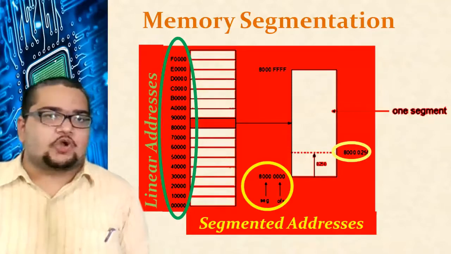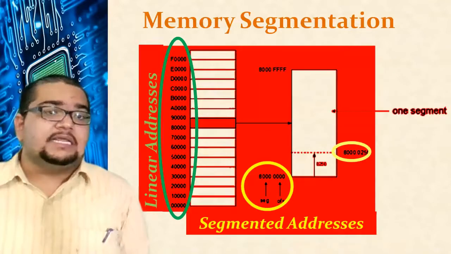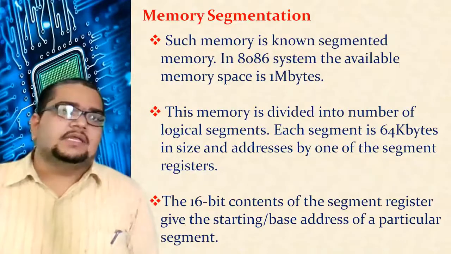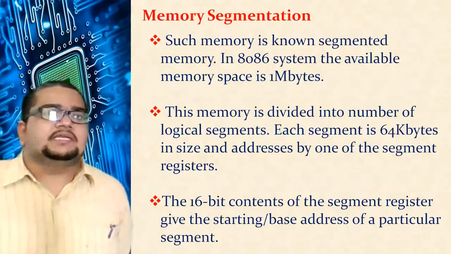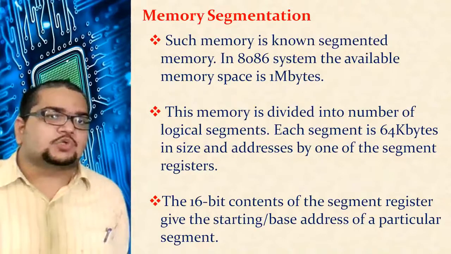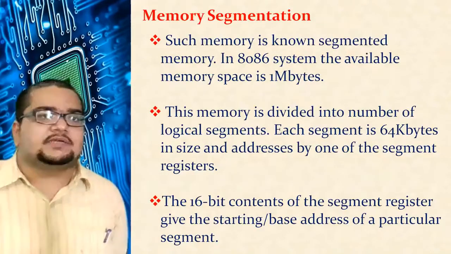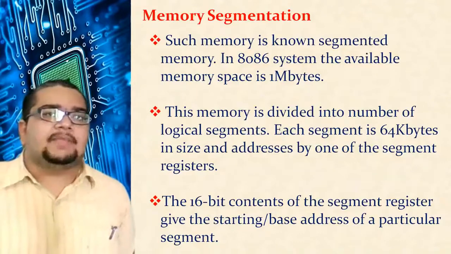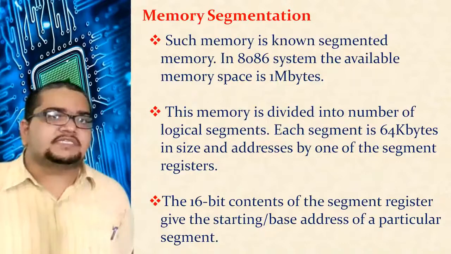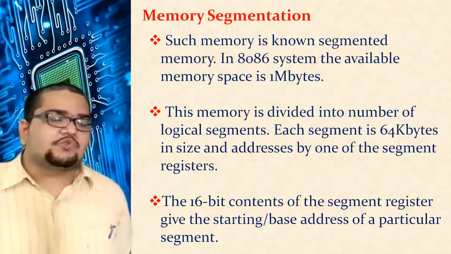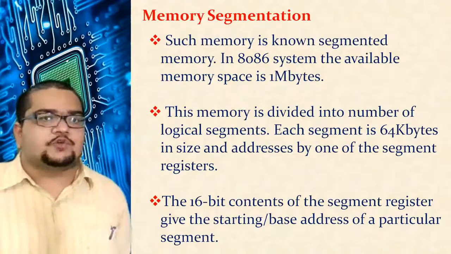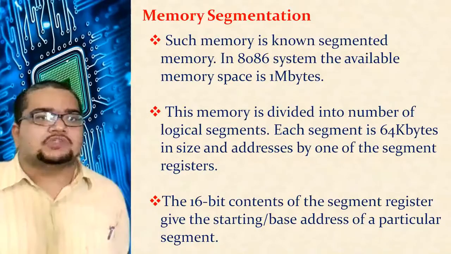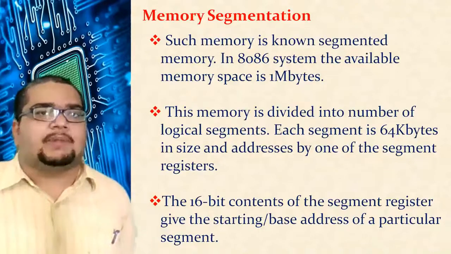But before that, let us talk something more about the memory segmentation in 8086. In the 8086 memory system, the memory is segmented into 16 parts. The total addressing capability of the 8086 is 1 megabyte. That 1 megabyte memory is divided into 16 equal parts, so each part corresponds to 64 kilobytes of memory. 64 kilobytes into 16 gives 1024 kilobytes, that is our 1 megabyte.